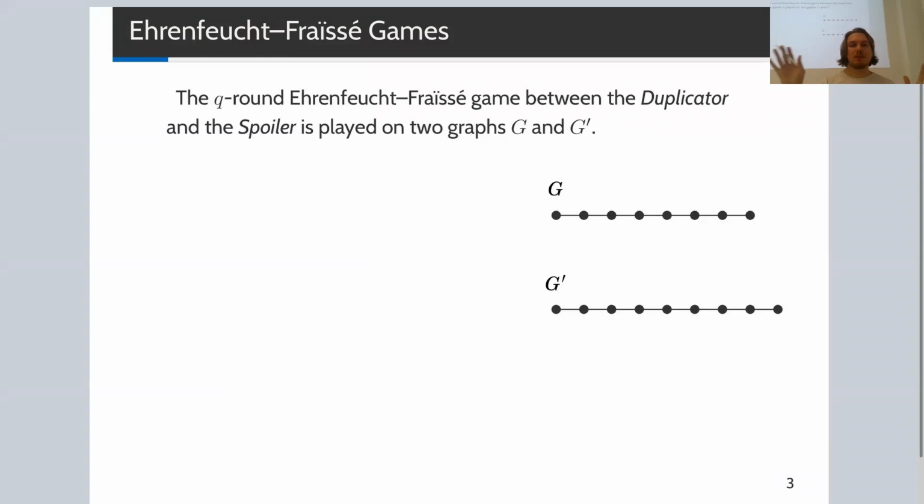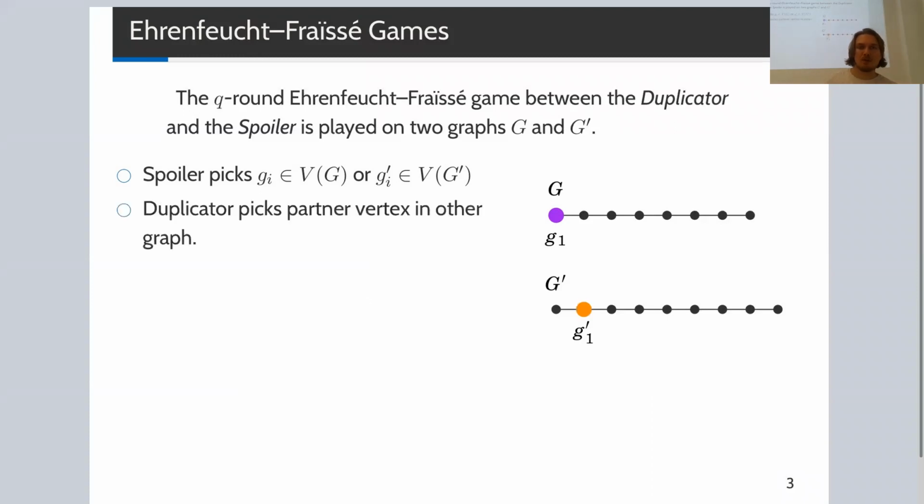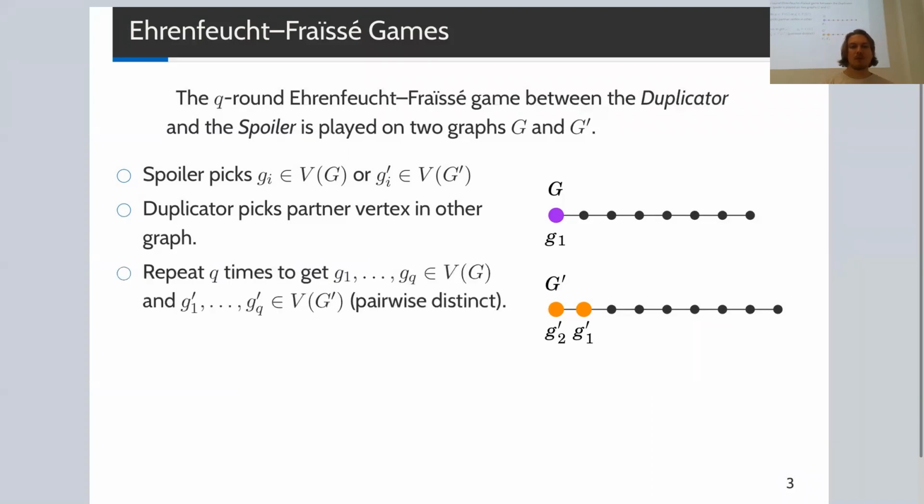And how are these games defined that we're going to use to show q-equivalence? So for every q, there's an Ehrenfeucht-Fraïssé game on q rounds, and it's played between a duplicator and a spoiler. And the spoiler is going to pick elements in G or G prime, and we're going to call these elements g1, g2, and so forth. And the duplicator responds with an element in the other structure. So if the spoiler picks g1, the duplicator responds with g1 prime, and if the spoiler picks g2 prime, the duplicator responds with g2, and the duplicator tries to copy the moves of the spoiler as well as possible.